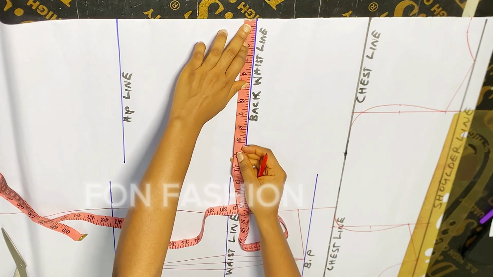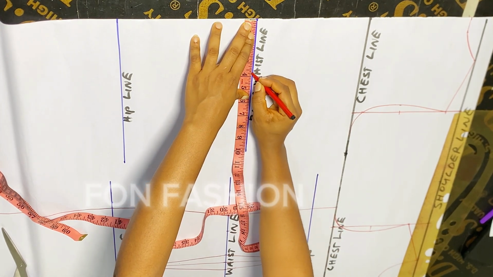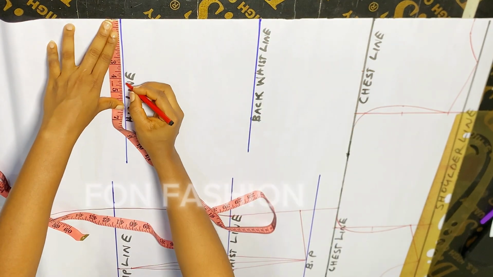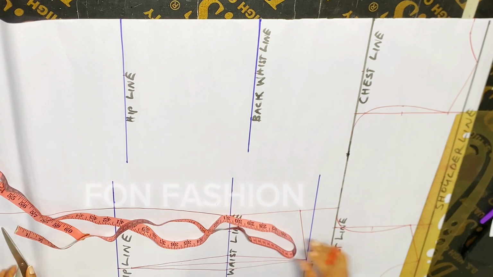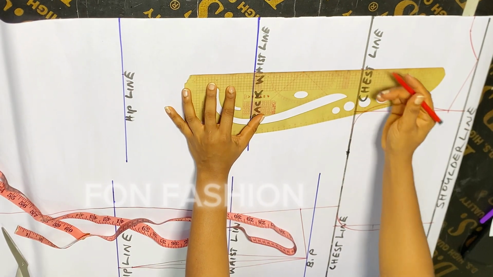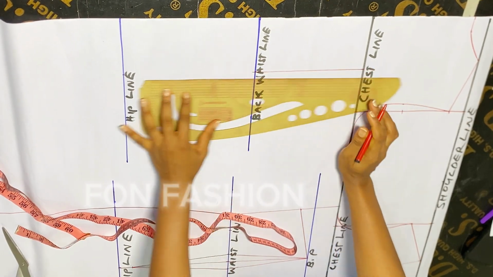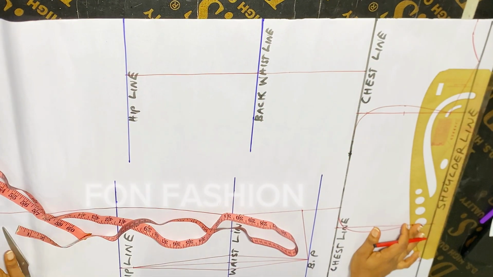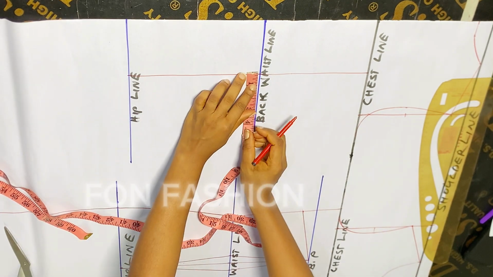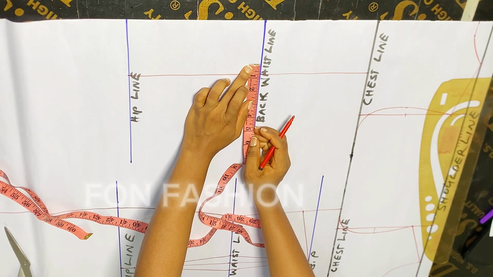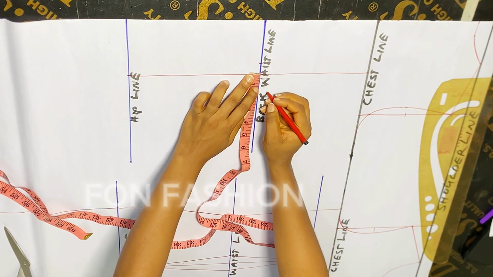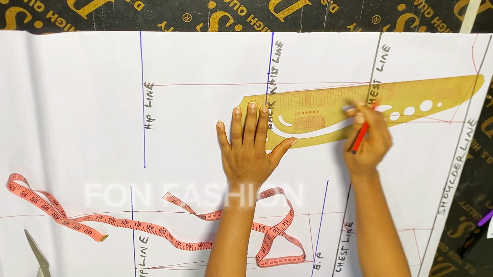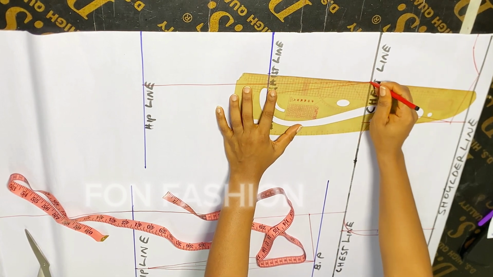Then after that, I'm going to be marking the bust span measurement, like so. Then I'll connect the points, like so. So the next thing I'm going to do is to start taking the dart intake on both sides. Then I'll connect to the chest line.